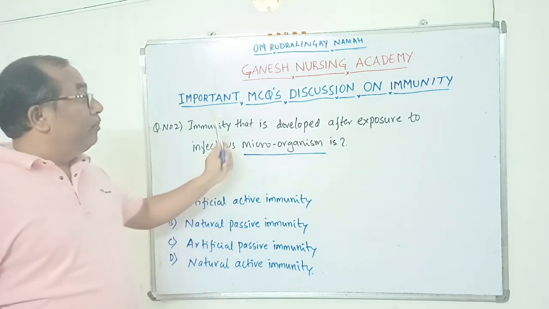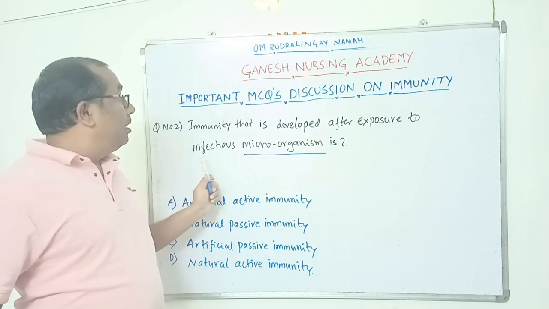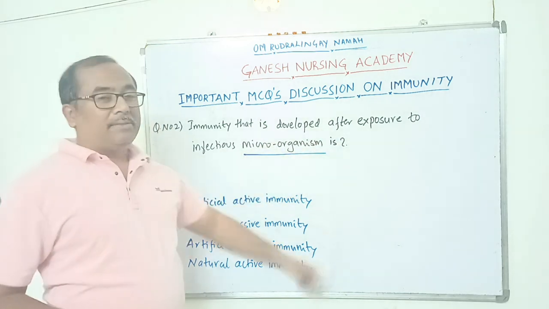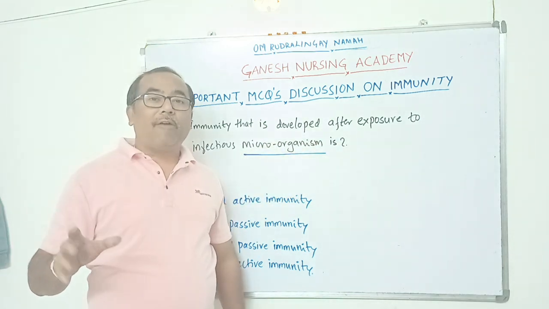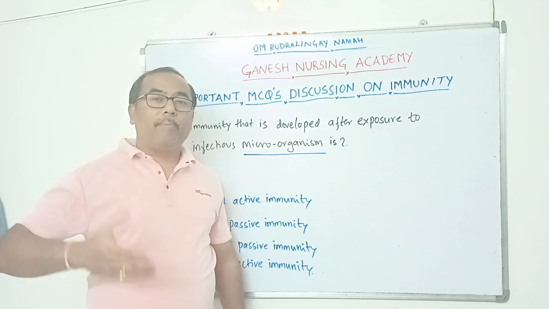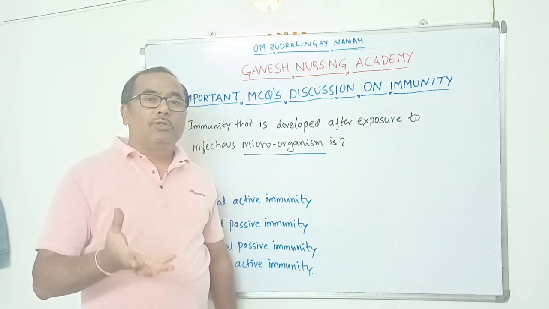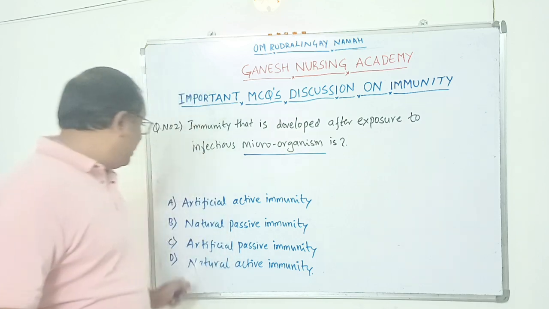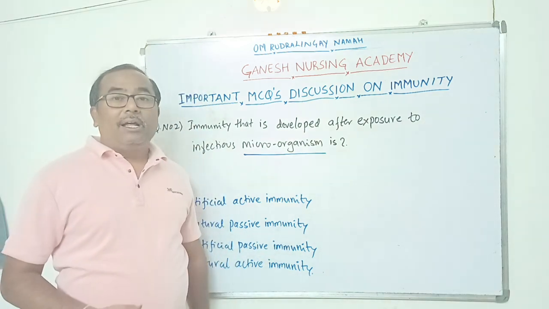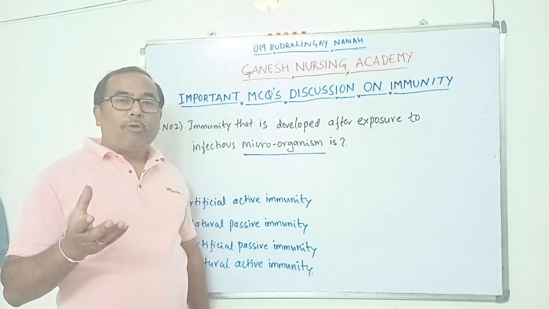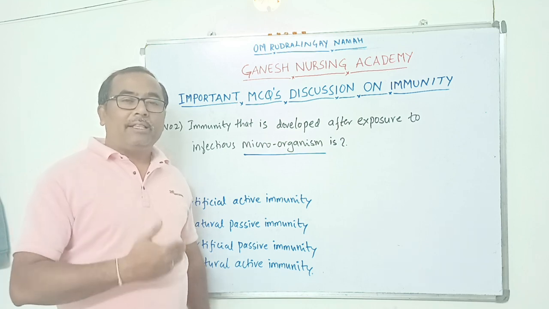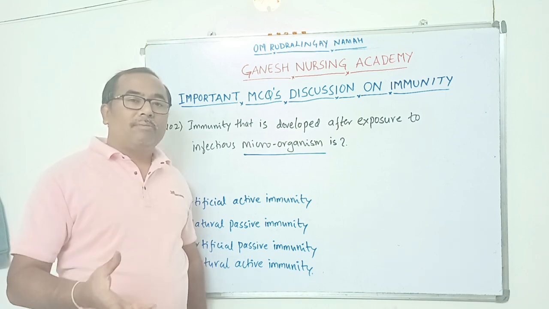See here, the immunity that is developed after exposure to the microorganisms is an active immunity. After exposure to the microorganisms, the body starts preparing immunoglobulins against them. So this is active immunity. Natural passive immunity means naturally there is a transmission of immunoglobulins from mother to the fetus, either through the blood or through the colostrum, breast milk.